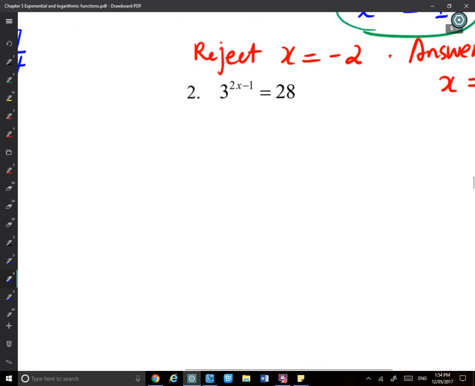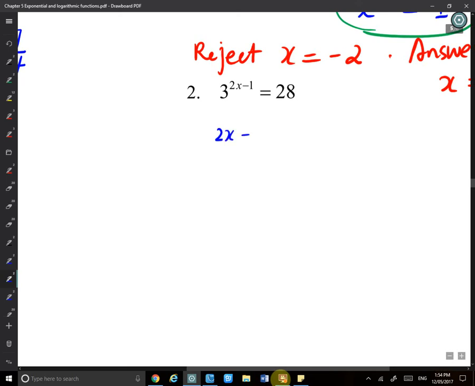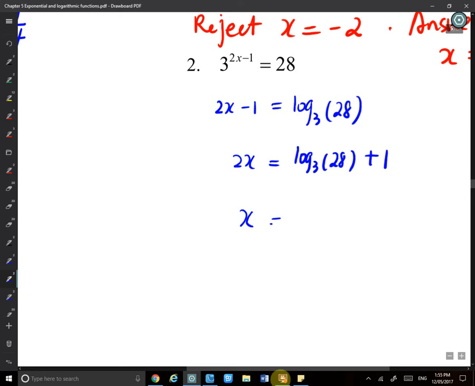And for this one, the power is 2x minus 1. That is log 3, 28. You're solving for x. 2x is log 3, 28 plus 1. And x is log 3, 28 plus 1, over 2.